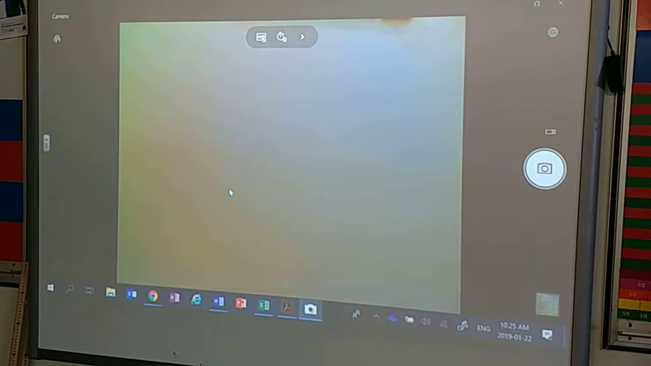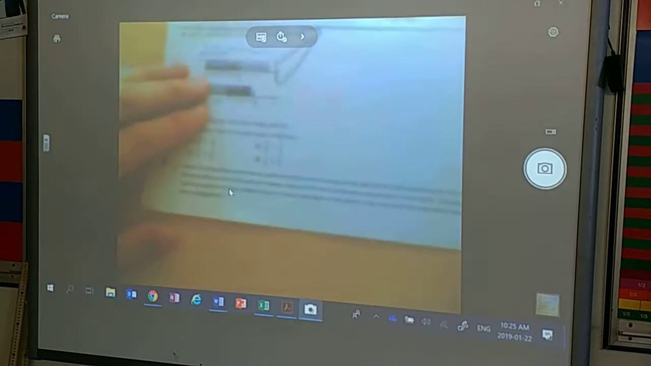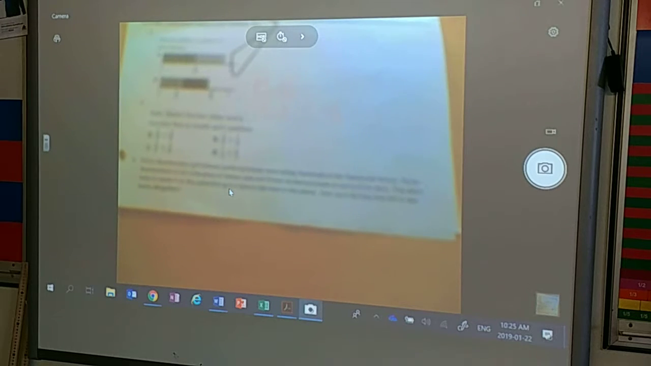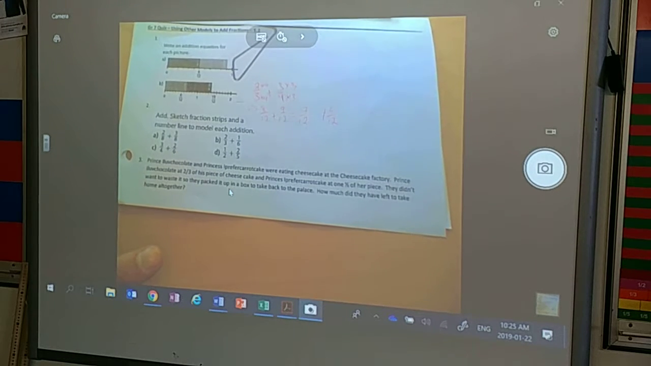All right, last one. Oh, I love this one. Kids make a very classic error with this. Okay, it's not quite clear yet. Oh, there it comes. Prince, I love chocolate. Do you remember this one, guys? Yeah. Prince, I love chocolate, and Princess, I prefer carrot cake. We're eating cheesecake at the Cheesecake Factory.